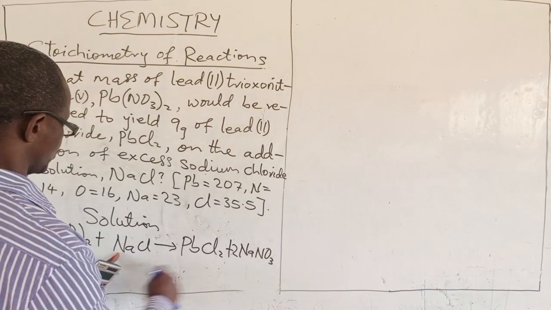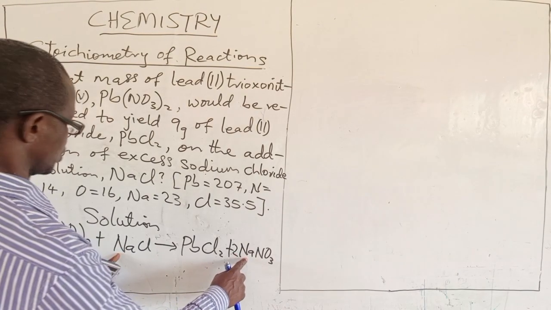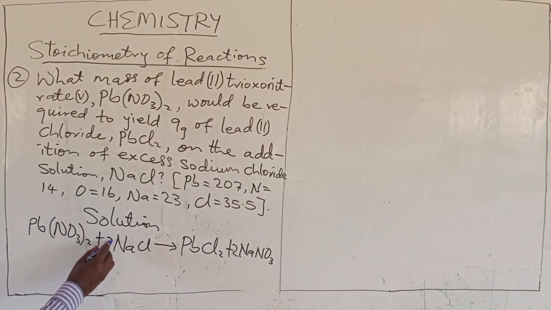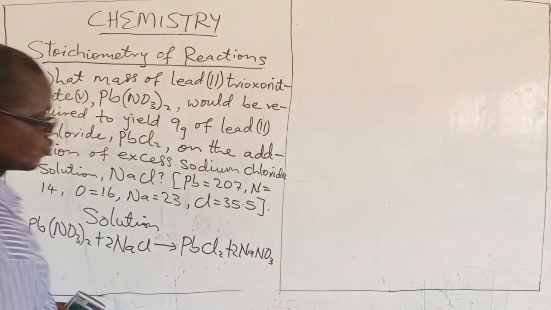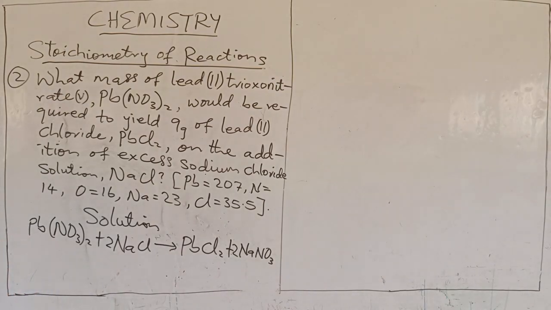Na here is 1 here, but here is what? 2. So I would rather put 2 here. Cl is 2. So that equation is balanced.